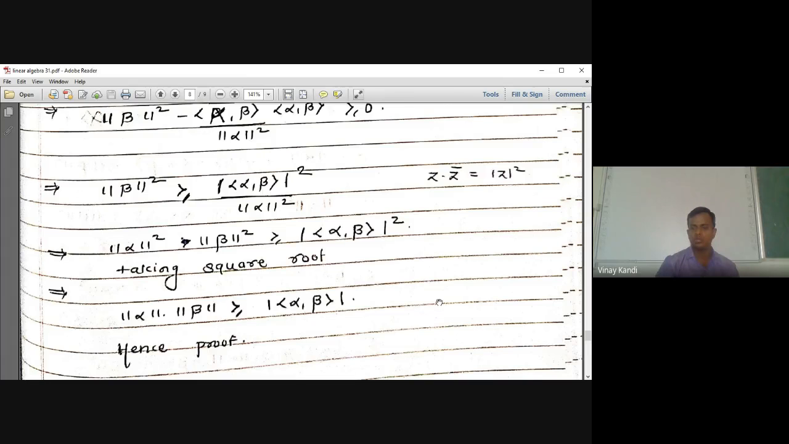Okay, so in the next lecture we will see what the triangle inequality is and the Gram-Schmidt orthogonalization process. Today we saw what the Cauchy-Schwarz inequality is, what an inner product space is, and some theorems. Okay. Thank you.